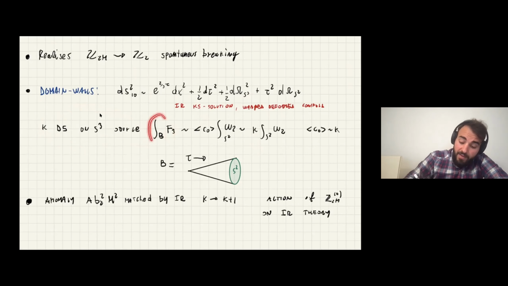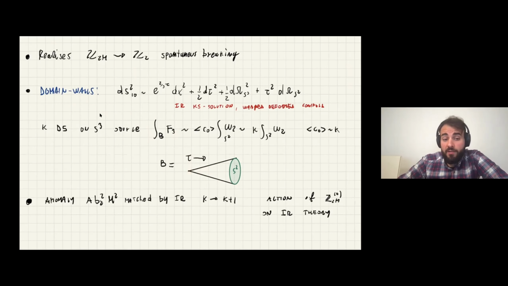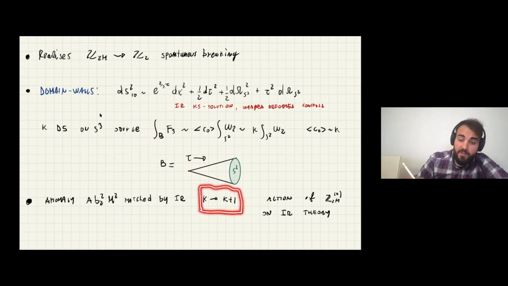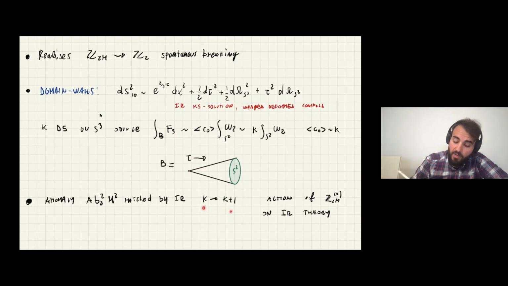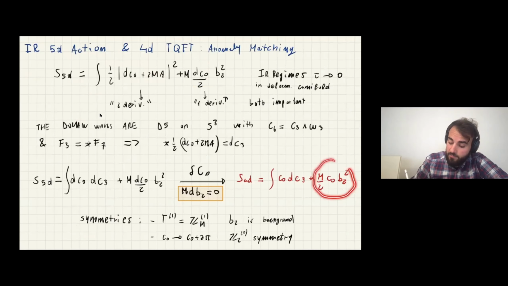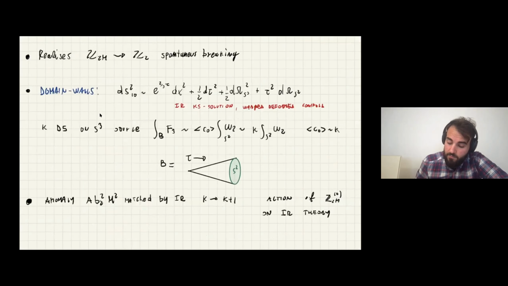And F3 is supported on the geometry on this three-cycle, which is a cone over the S2 and shrinks for tau going to zero. It shrinks to a zero slice at tau going to zero. So how the anomaly is matched in the IR is that the anomaly is matched by implementing this shift. So when we send K to K plus one, there will be an anomaly associated to this part of the action. And this is basically the action of the Z2M symmetry on the IR theory.